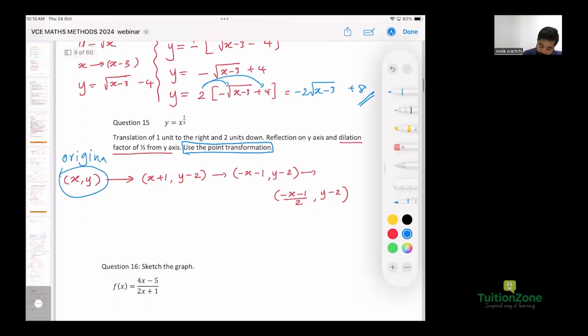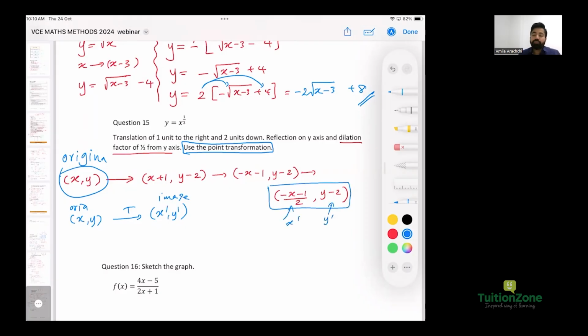So usually we know, if you start from x comma y, if we do the transformation, we call them x dash, y dash. So this is your original, this is your image. And then in our question, we did a series of transformations. What's the image? This is the image, isn't it? And that's why we call this one the x dash and the y dash. Cool. So then let me write that down.